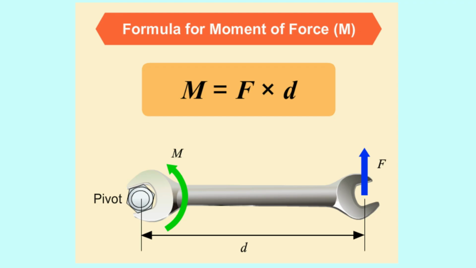Hence, the moment of force can be calculated using the formula M equals F times D. M represents the moment of force in Newton meter, F represents force, and D represents the perpendicular distance from the fulcrum to force.